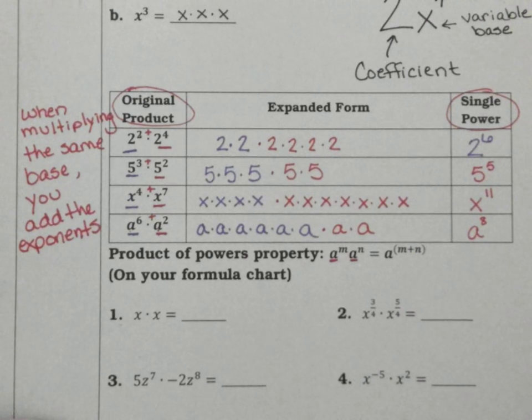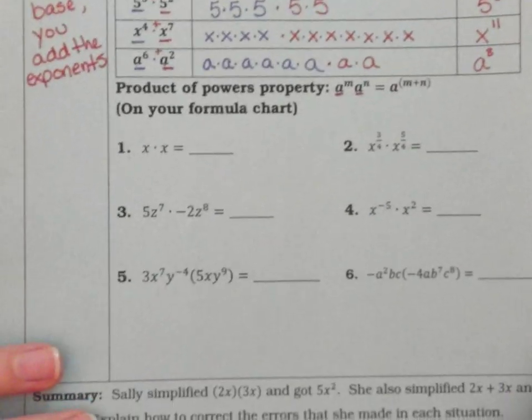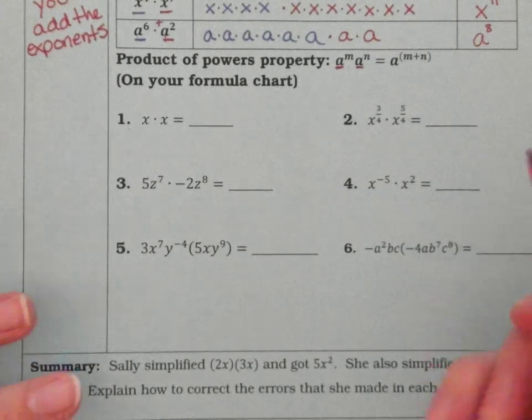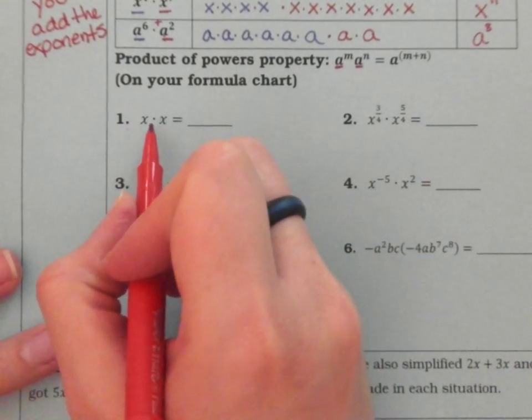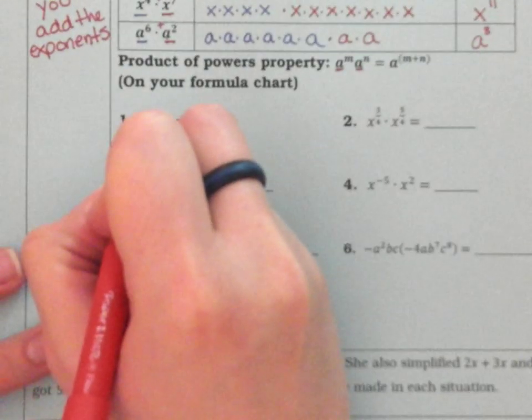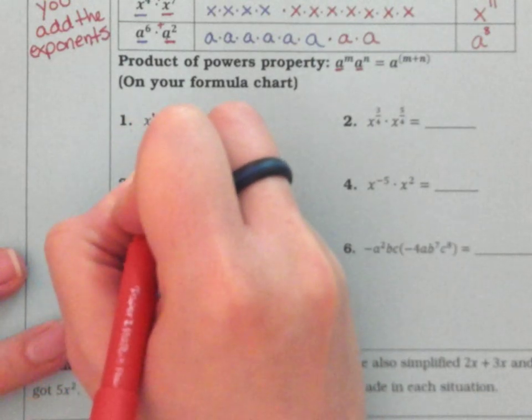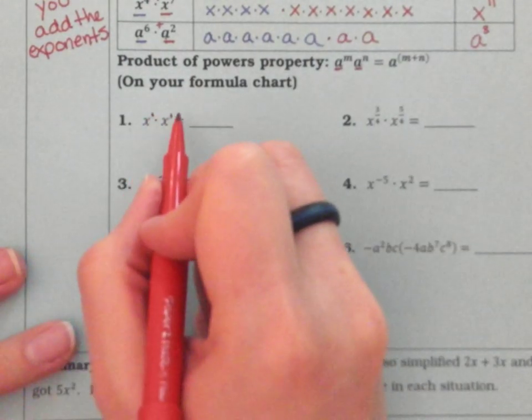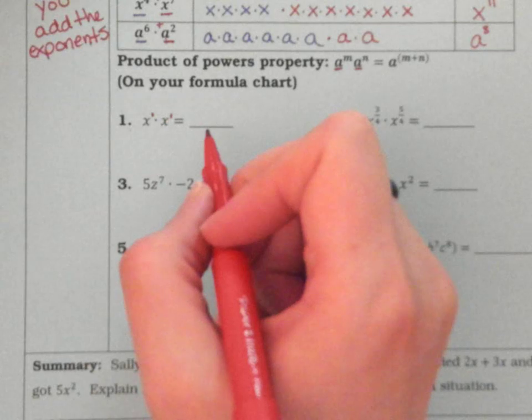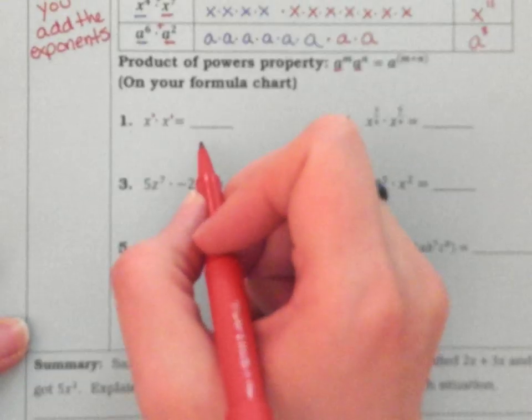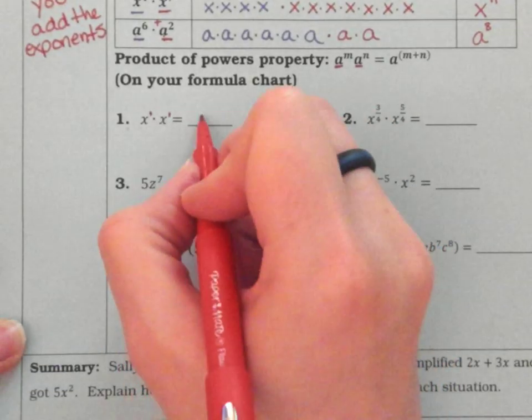So let's do a couple of practice problems. Number 1, x times x. Well, if there's no exponent written, it's an invisible 1. And 1 plus 1 is 2. So now I have x to the second power.